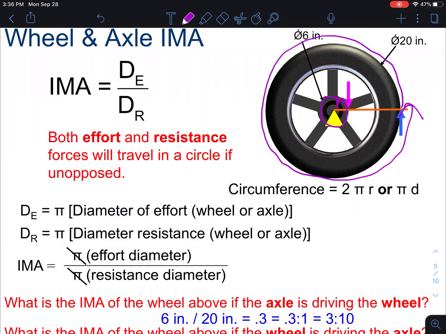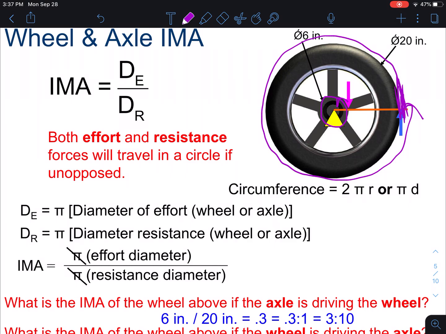Okay, so we're comparing that distance. When the wheel turns one full turn, how far does the axle turn? And it's called the circumference of the circle, because these are two circles. The large circle is the wheel and the small circle is the axle. So our effort distance, if we're turning on the wheel part, this part right here, then that's going to be our effort, and then the axle is going to be the resistance. So that's what we're looking at here.